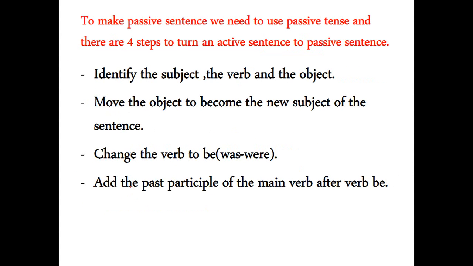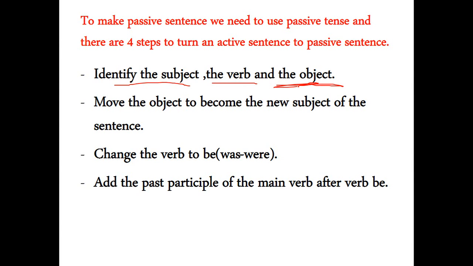And in this slide, to make a passive sentence, we need to use the passive tense. For example, we have present simple, and we have to make it past simple. We have present continuous or perfect. And there are 4 steps to turn an active sentence into a passive sentence. The first one is to identify the subject, the verb, and the object.